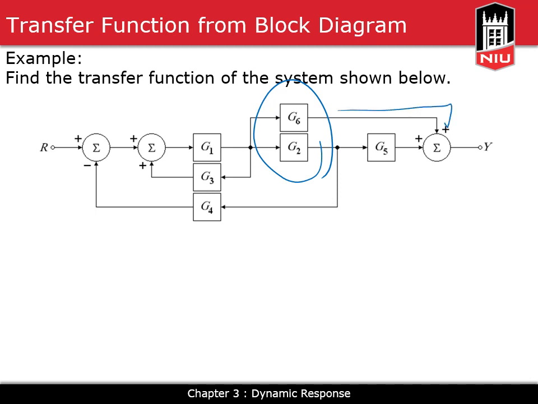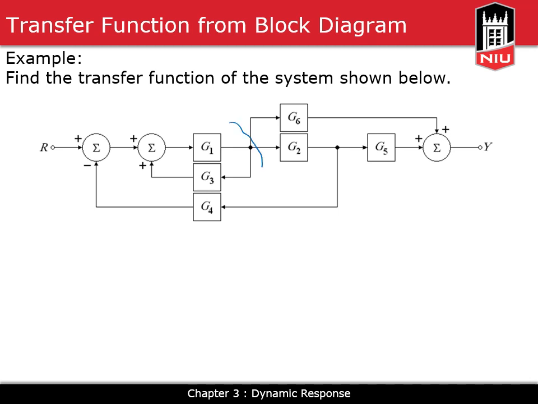Output of G6 goes here, output of G2 goes into another block and then gets to the summation point. So these two are not in parallel. We cannot find anything in series or in parallel. Is there anything else we can do to simplify this?